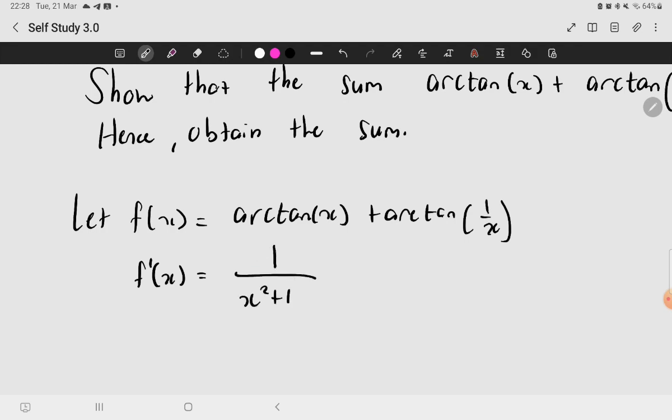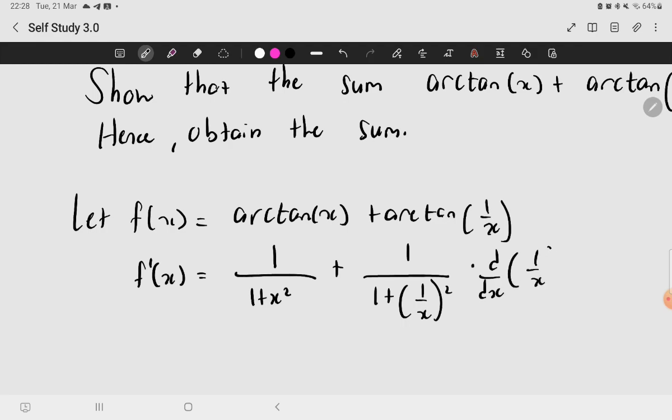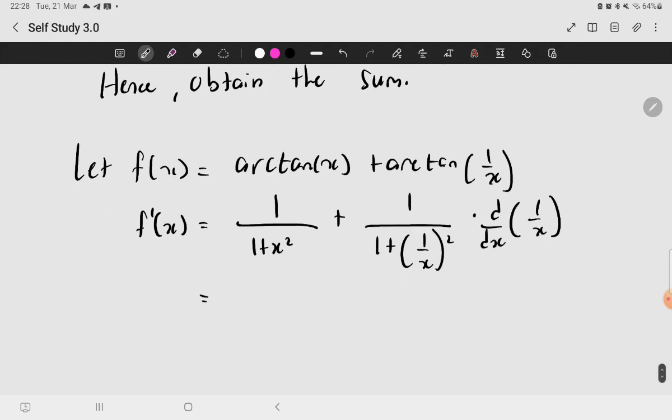And now for the second term, which is arctangent of 1 over x, we will differentiate by using the chain rule. So here will be 1 over 1 plus 1 over x squared. And by using the chain rule, we have to differentiate 1 over x. By using the power rule for 1 over x, we should obtain this particular result. Let me finish writing it down.